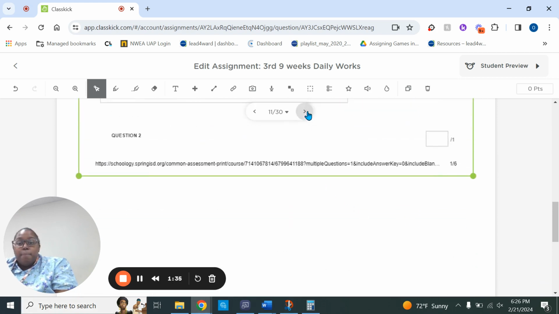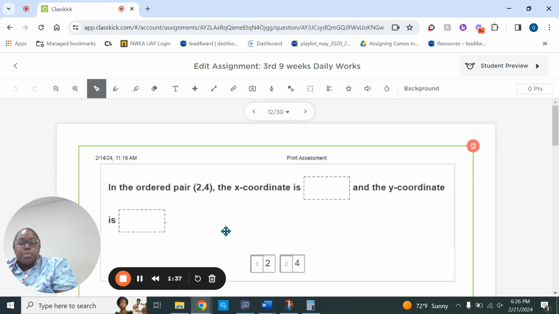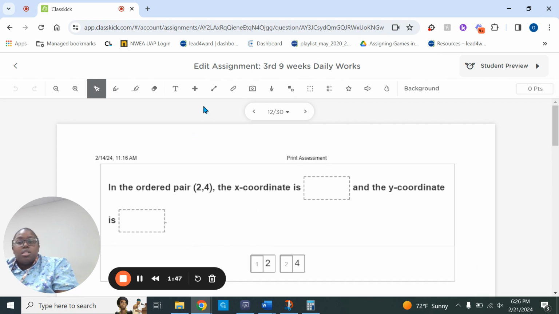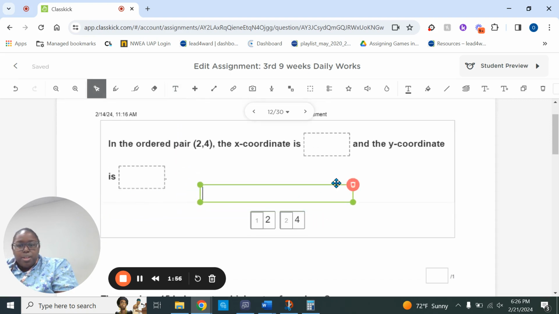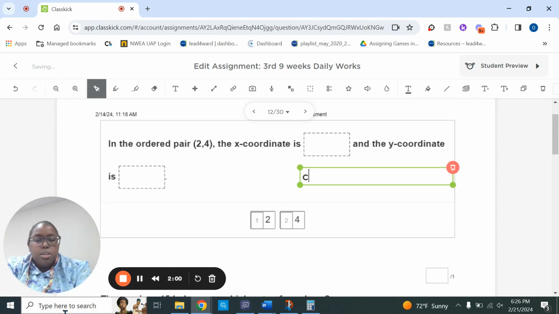On to question number 2. Now, number 2 was mentioned in number 1. You have 2 coordinates. So this is very heavy in vocabulary. So let's talk about that.